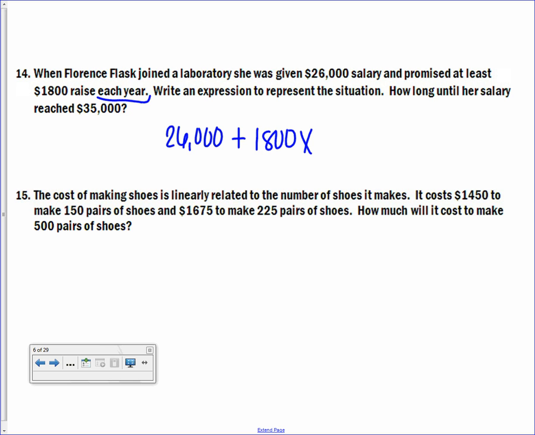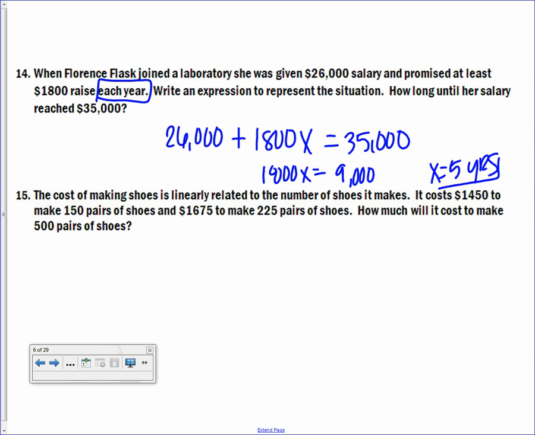Okay, remember anytime you see the each or the every, that's the one that gets your X on it. Okay, and you want that to equal your 35,000. Okay, you should be pretty good at solving here. Subtract 26,000. So you get 1,800x to equal 9,000 divided by 1,800. So you should get x to equal 5 years.